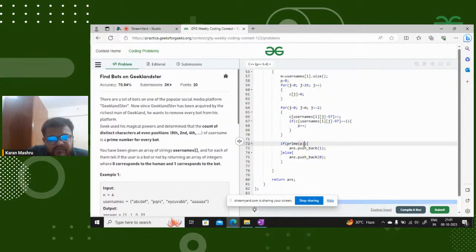If it returns true, if the number is prime, I will push back 1 in the answer because this ith username is a bot account. Else I will push 0.